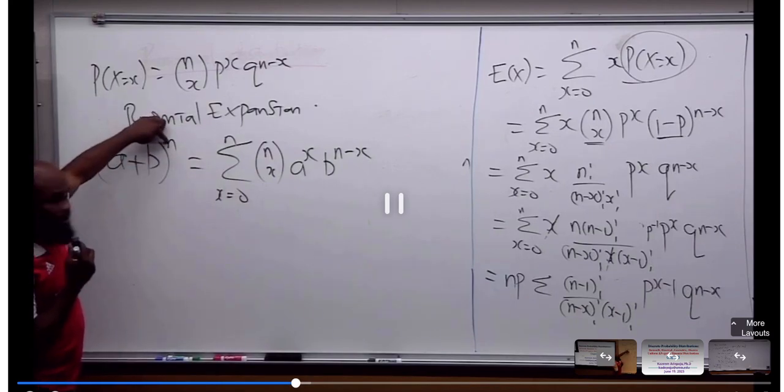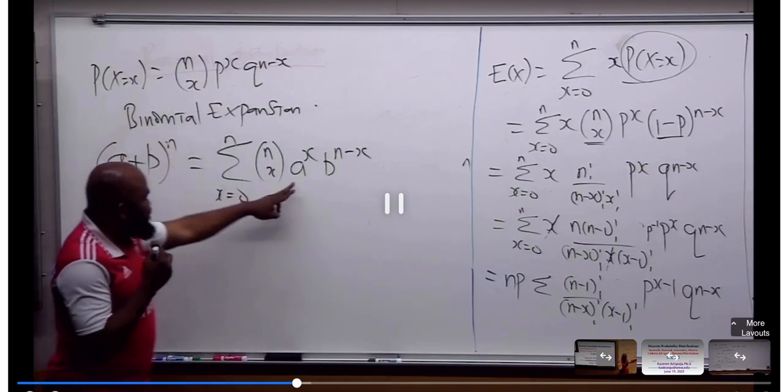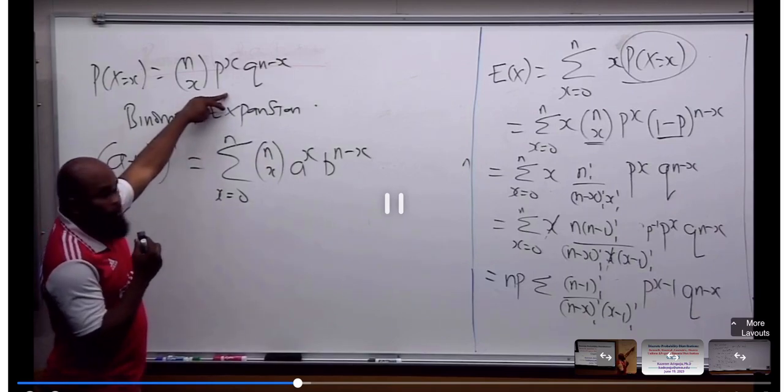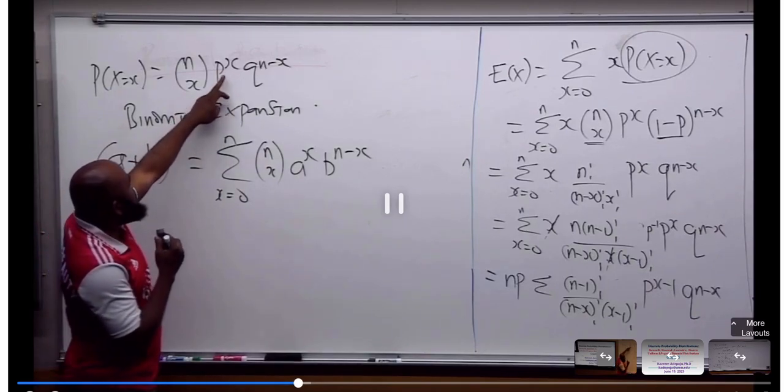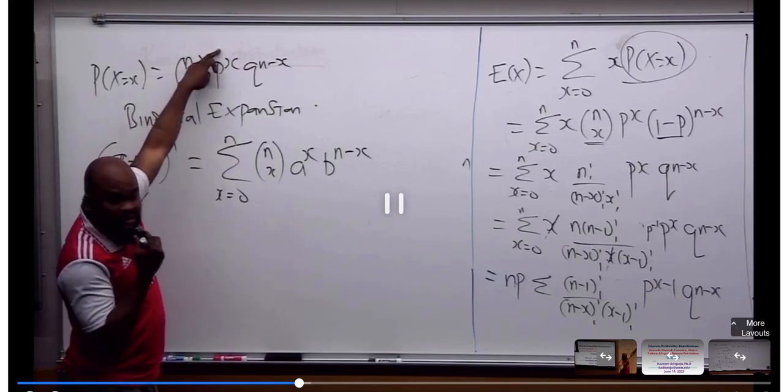Is that an x? Because I just can't see. Yeah, in the first one, p of x equals this. You mean up here, right? This is p, n combination x, p raised to power x, q raised to the power n minus x.